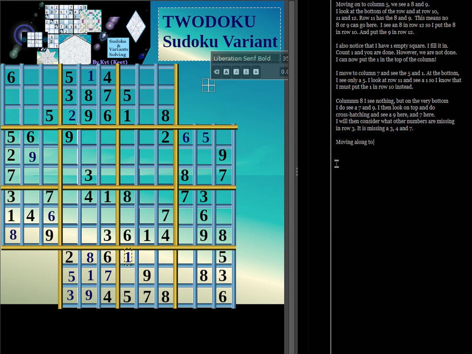Moving along to column 1, I find a 3. And a 4 in column 2. I do find a 7 in column 1. This means that the 4 must go in column 1.